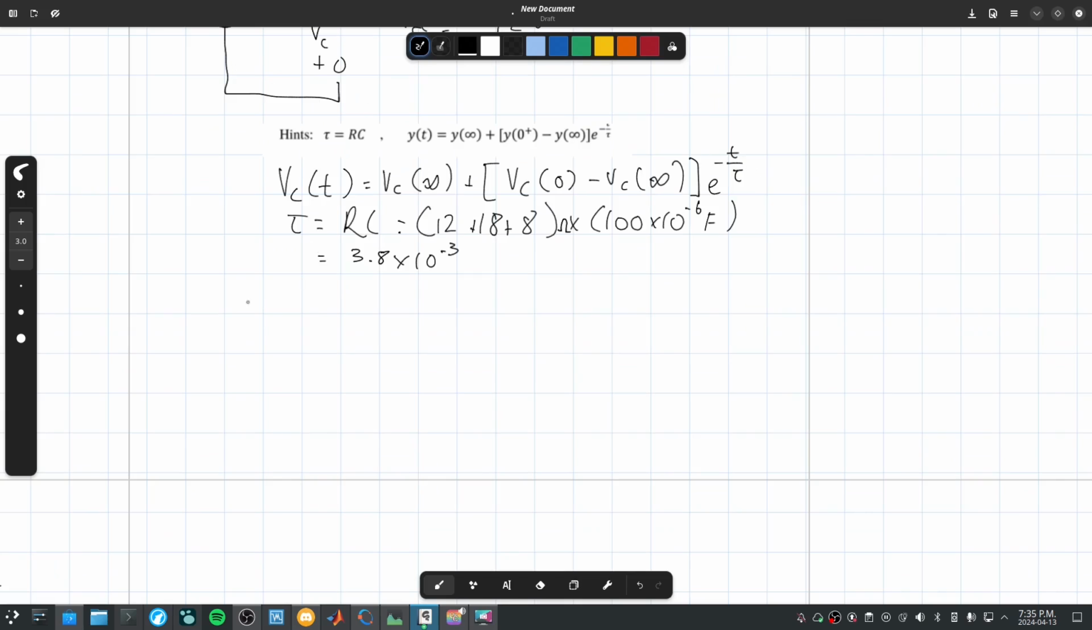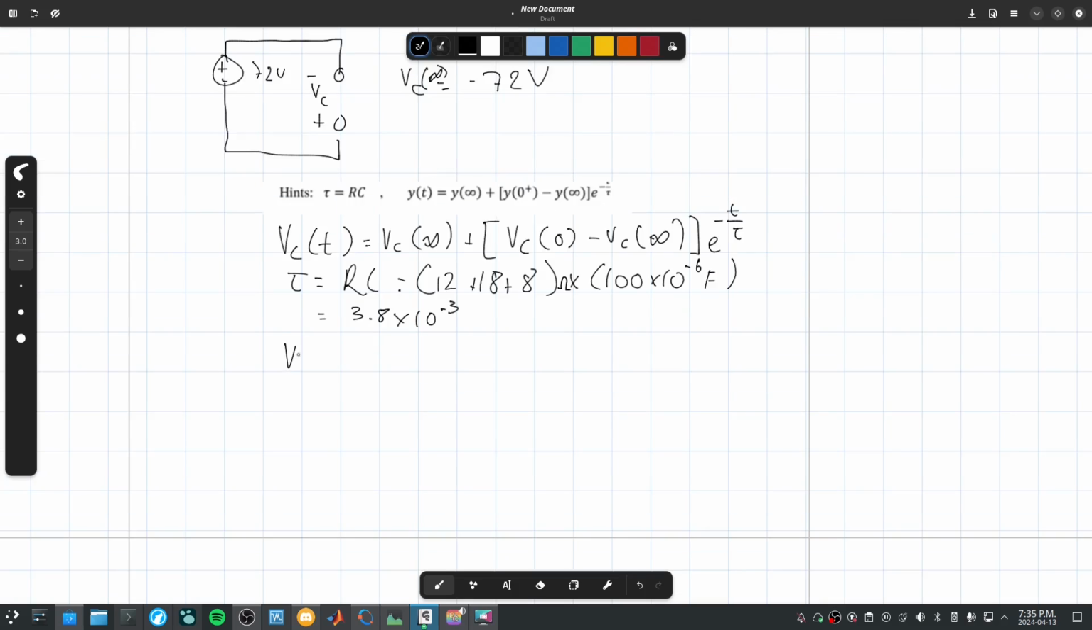So, now we just fill it in, right? So VC 0 is equal 4, and VC infinity is equal negative 72. So VC, as time goes on, is going to be infinity negative 72 plus 4 plus 72 e to the negative t over tau, 3.8 times 10 to the negative 3.